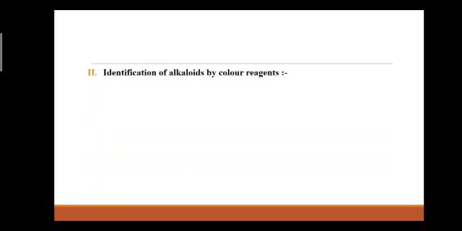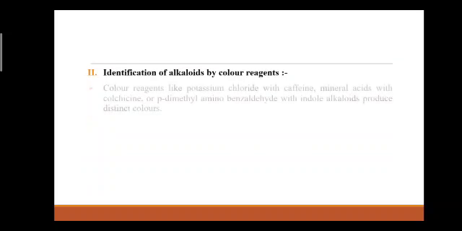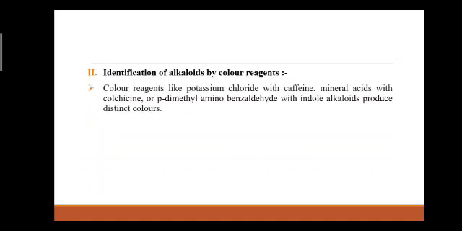Second one, identification of alkaloids by color reagents. Color reagents like potassium chromate with caffeine, mineral acids with colchicine, or para-dimethylaminobenzaldehyde with indole alkaloids produce distinct colors.